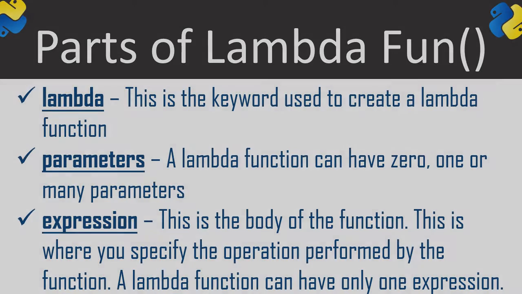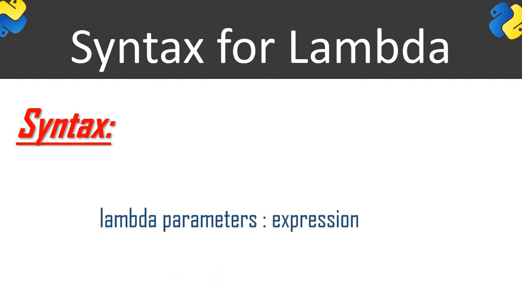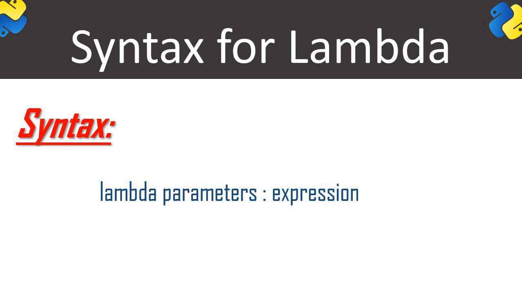Let's see the syntax of a lambda function. First we have to write the lambda keyword. Then we have the parameters. All the parameters we will use in the lambda function will be declared here after the lambda keyword. Then we will write the colon, and after that we will write the expression we need to execute using the lambda function. Always remember we can have as many parameters as we want, but we can only have one expression in a lambda function.